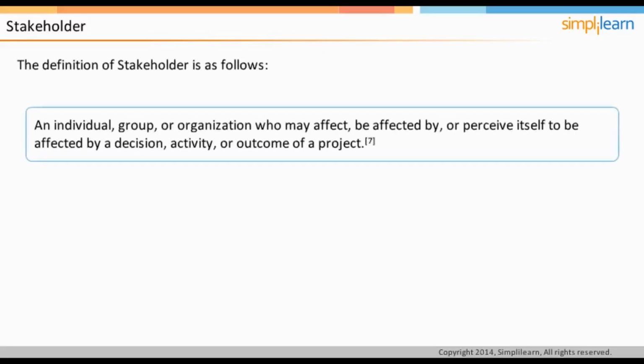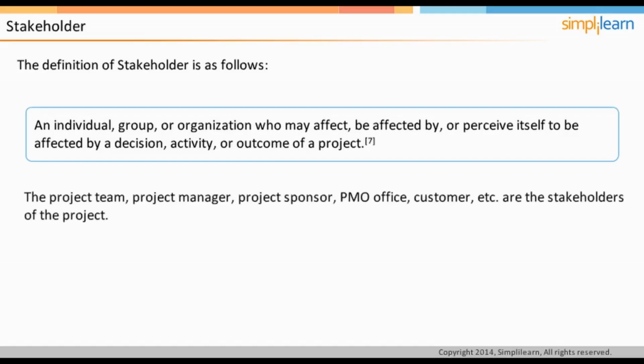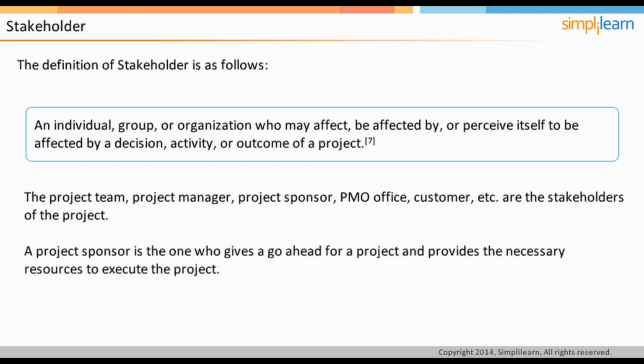A stakeholder can be defined as the one whose interests may positively or negatively be affected or perceived to be affected by the decision, activity, or outcome of the project. As per the definition, the project team, project manager, project sponsor, PMO office, customer, etc. are the stakeholders of the project. A project sponsor is the one who gives a go-ahead for a project and provides the necessary resources to execute the project. Therefore, the head of projects in the organization who provides a green signal to start a project and allocates required resources to the project is the project sponsor.